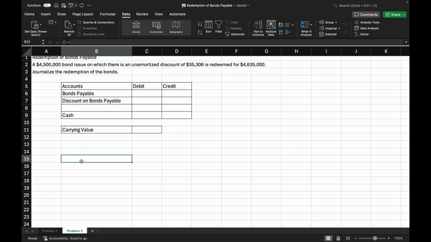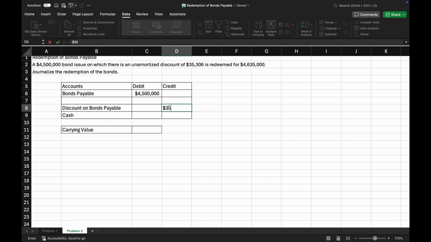For bonds payable, we know the face amount is $4,500,000 and that the account is decreasing, so we can debit this account for $4,500,000. For the discount on bonds payable, we know the unamortized discount is $35,306, so we can credit this account for that amount, $35,306. This account is a contra liability account that lowers the liability of bonds payable. To remove the remaining unamortized discount mentioned in the problem, we have to credit the account, which is why we credited it for $35,306.